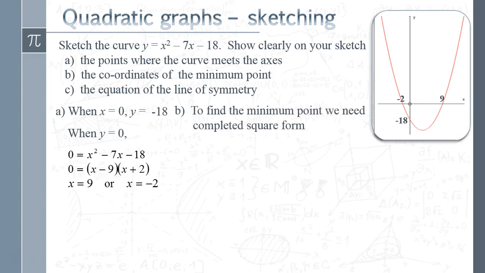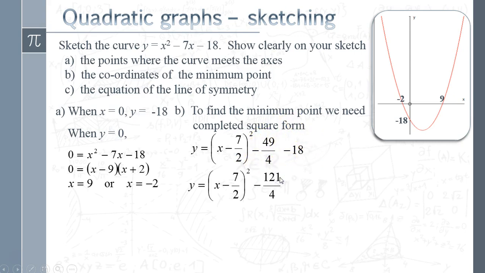To do that, we're going to need completed square form. So let's take our equation and write it in completed square form. I've got half of the x coefficient, so that's x minus 7 over 2, all squared. That's going to give me x squared minus 7x, plus a bit on the end that I don't need, which is 49 over 4, so I'm going to get rid of that. Then the minus 18, and then put those two bits together. There we go, we've got our equation written in completed square form.